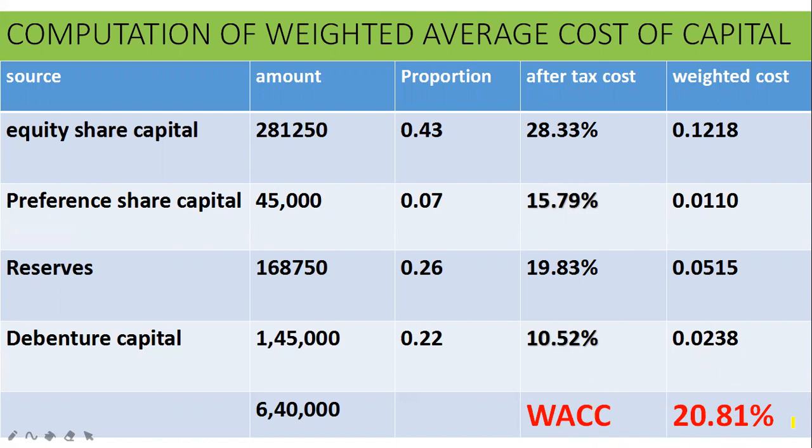So this rate has to be paid to all the providers of capital, namely equity shareholders, preference shareholders, and the debenture holders. So this is the weighted cost to be paid to all the providers of capital, and also this is the minimum rate of return the company must earn for the total investment of 6,40,000.